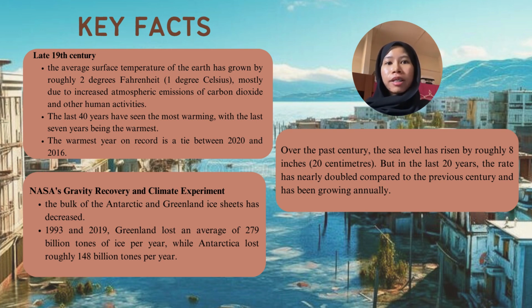the bulk of the Antarctic and Greenland ice sheets has decreased. Between 1993 and 2019, Greenland lost an average of 279 billion tons of ice per year, while Antarctica lost roughly 148 billion tons over the year.